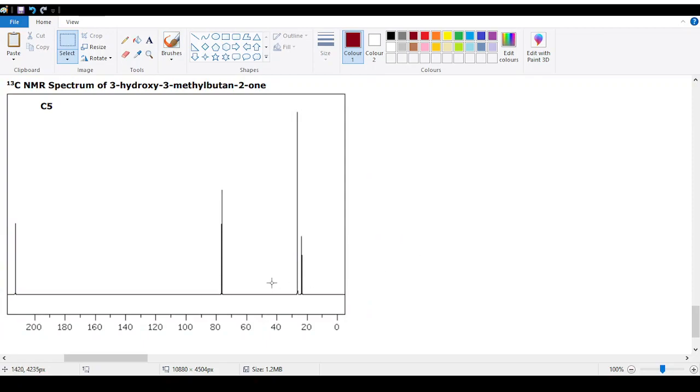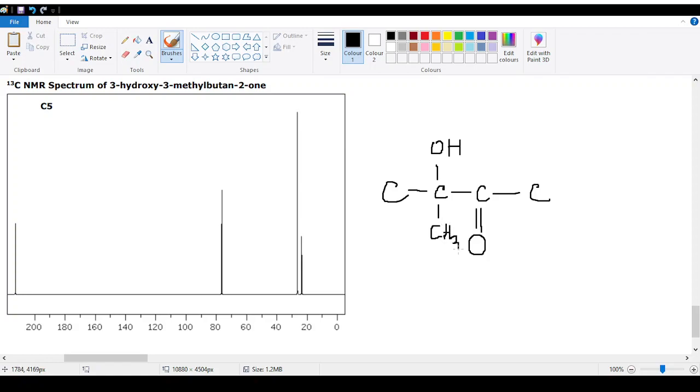Now, you can see this graph here, all right? This is the carbon-13 NMR spectrum for this compound here, 3-hydroxy 3-methyl butan-2-one. Let me draw the structure first, and then we can explain the different carbon environments. So it's butan-2-one. There's a ketone group in carbon number 2, and in carbon number 3, there is one hydroxy group and one methyl group. Okay, do we understand this compound?